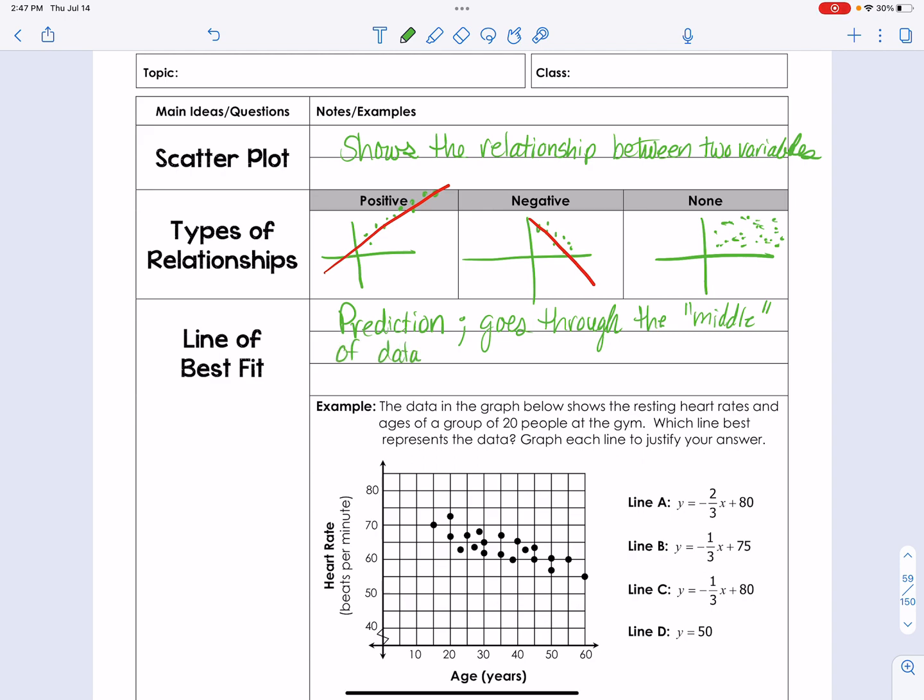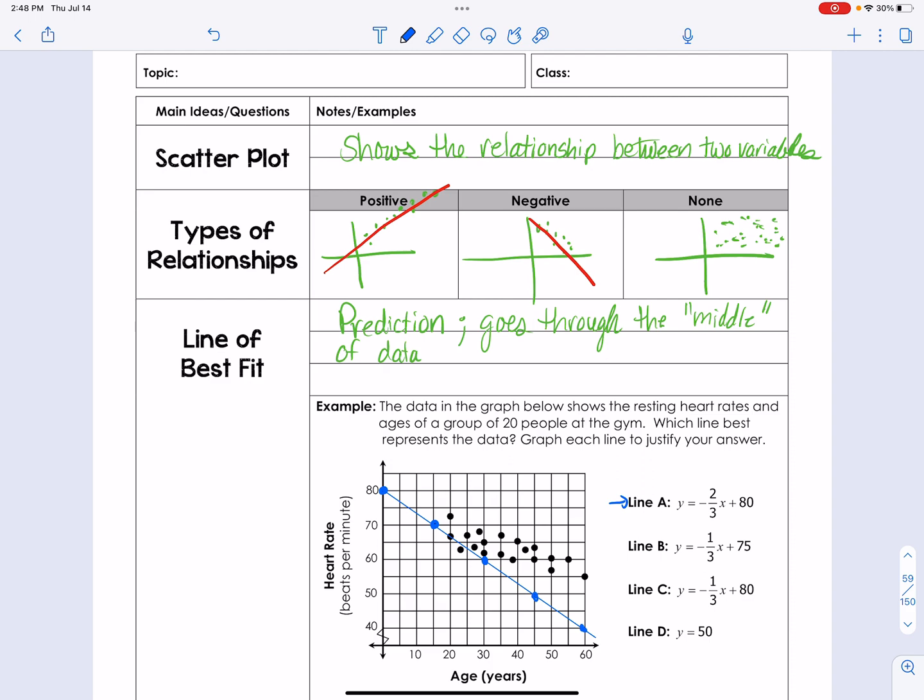So for example, on this first example, it says the data below shows resting heart rates of women ages between 20 and something, people at the gym. Which line represents the data the best? If I do this first one, I'm going to draw line A. Line A starts at 80, and the slope is down 2 over 3, down 2 over 3, down 2 over 3. So if I draw this line in there, it looks like that.